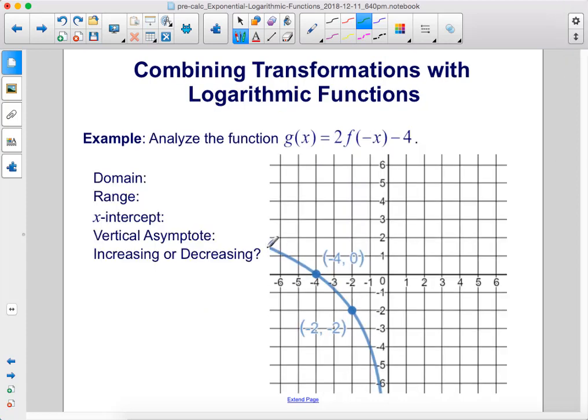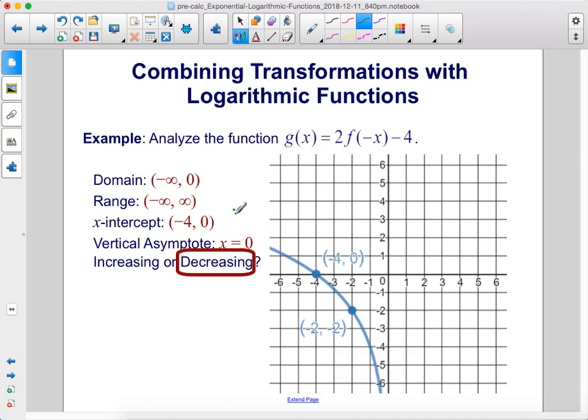Analyze the function. The domain is going to be from negative infinity up to 0, but not including 0. The range is all real numbers. The x-intercept is right here at negative 4, 0. The vertical asymptote is the y-axis at x equals 0, and from left to right it's going downhill, so it is decreasing. And there you go.